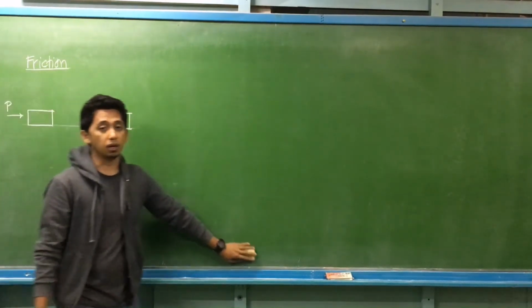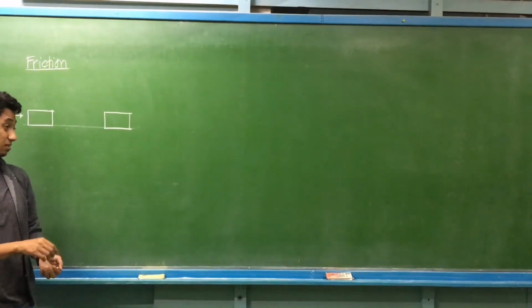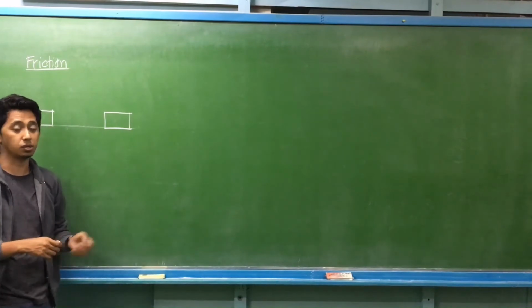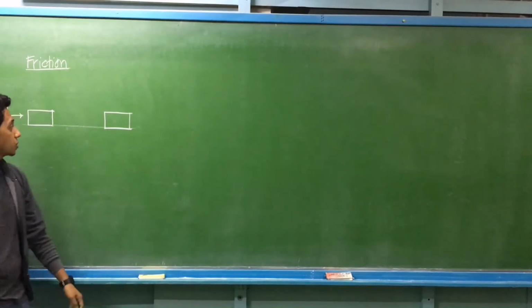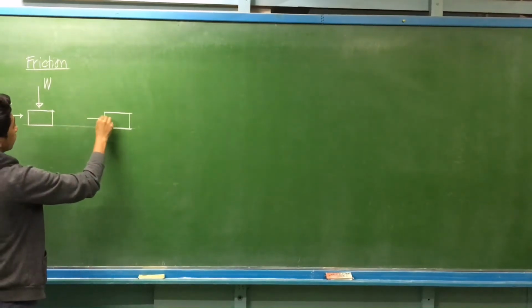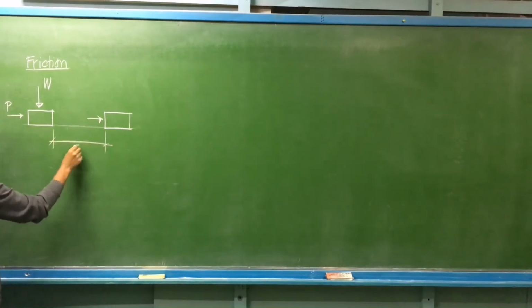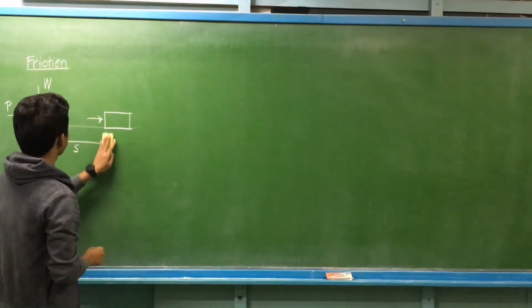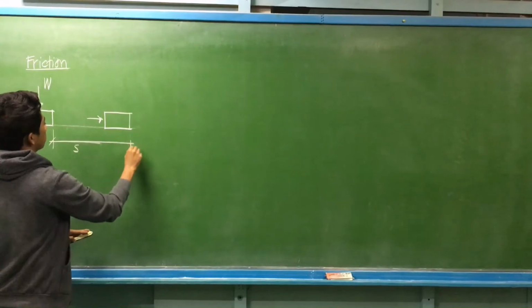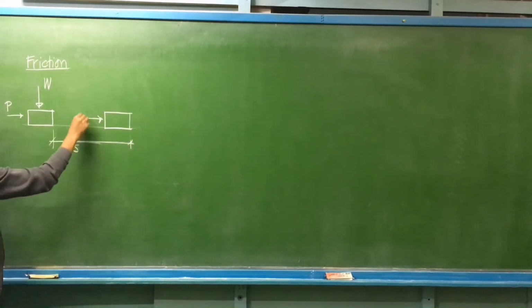We proceed to friction. If we are considering forces that are already affecting the motion of a body, this is already kinetics. For example, we have this body or block, having its own weight, acted on by this force P, or it is pushed by this force P over a distance, let's say S. Okay, so how do we analyze this body?